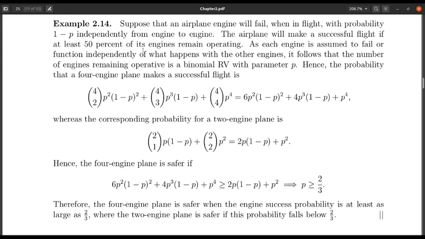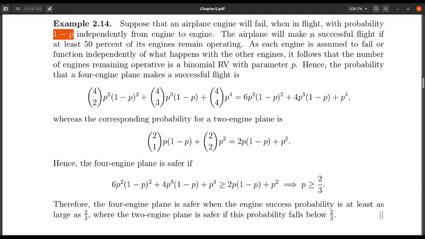So what we know is that the probability that an engine fails during a flight is 1 minus p, and engines work independently. So suppose that an airplane engine will fail when in flight with probability 1 minus p, independently from engine to engine. So if I have multiple engines, failure of one engine will not change the probability of failure of the other engine, which is a little bit hypothetical. In practice, it may not be true, but for the time being, let us assume this.